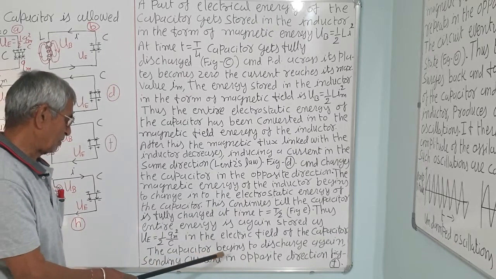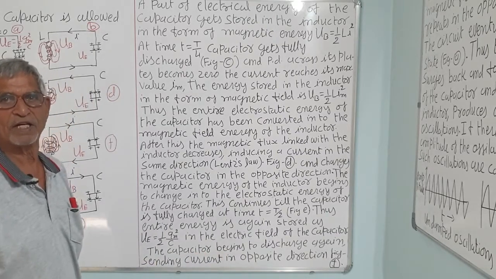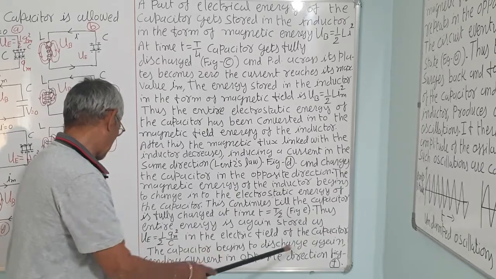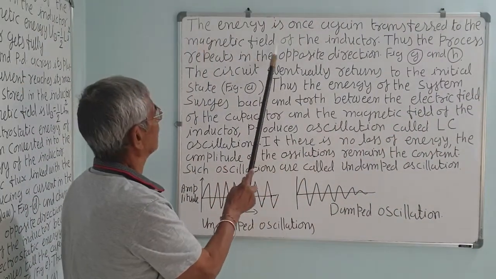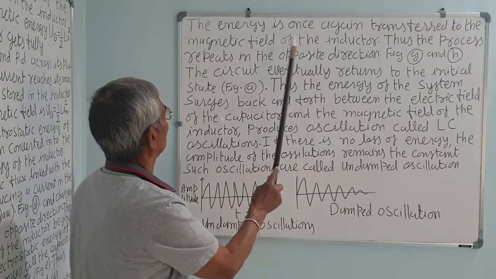The capacitor begins to discharge. When it is fully charged, again it starts discharging, again sending the current in the opposite direction. The energy once again is transferred to the magnetic field energy of the inductor, correct.